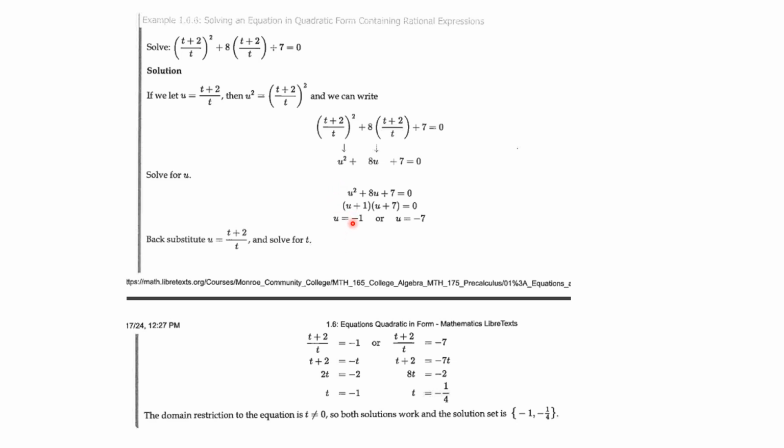And this factors into (u + 1) times (u + 7). So u equals minus 1, or u equals minus 7. But now we substitute u equal (t + 2)/t and solve for t. Setting (t + 2)/t equal to minus 1, we find that t is minus 1. When we set (t + 2)/t equal to minus 7, we find t is equal to minus 1/4. The domain restriction only says that t cannot equal 0, so both solutions work, and the solution set is minus 1, minus 1/4.